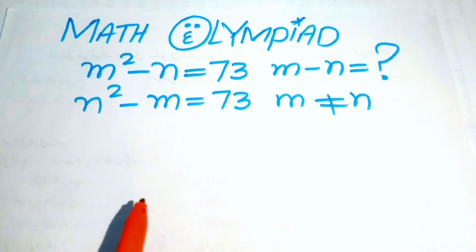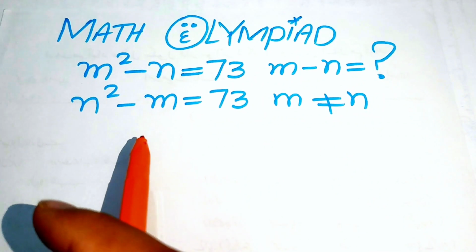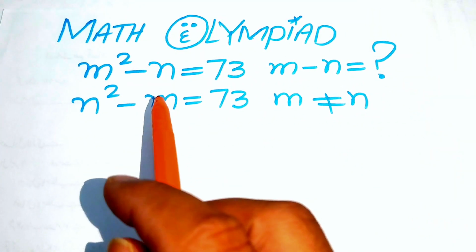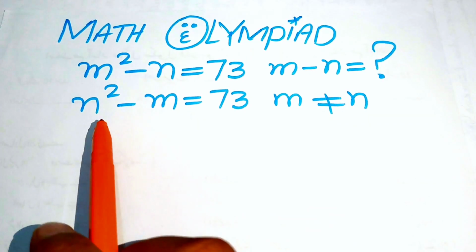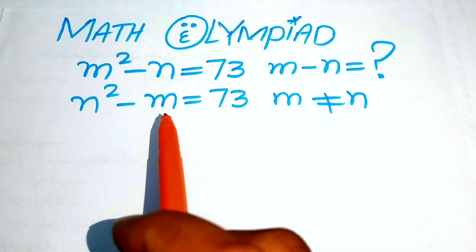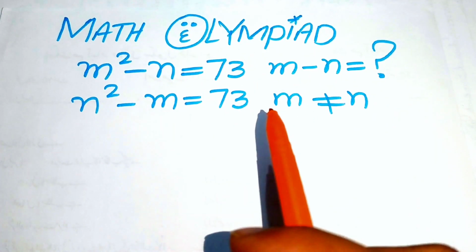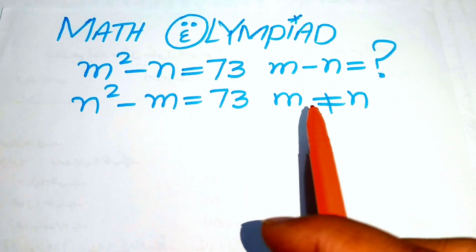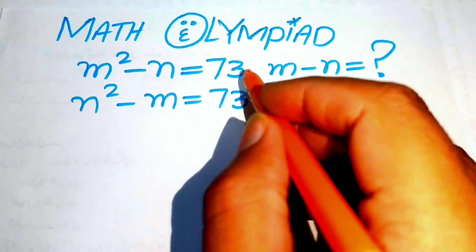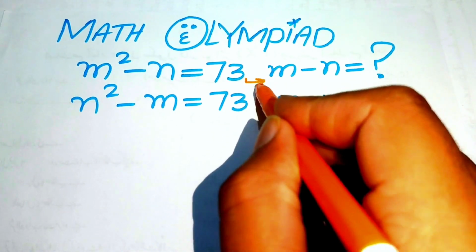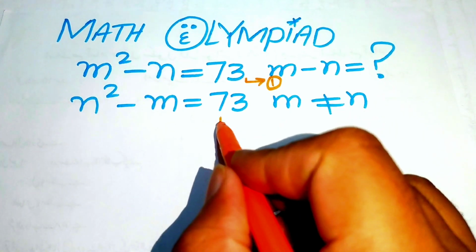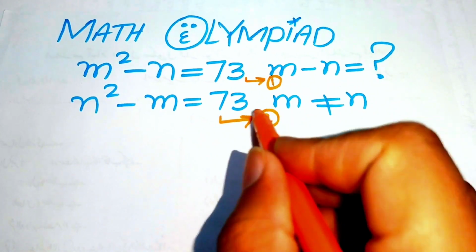Hello everyone, welcome to Solve This Math Olympiad Algebraic Challenge, and here we have m squared minus n equals 73 and n squared minus m equals 73. Here we find the value of m minus n when m is not equal to n. First we call this equation number 1 and this equation number 2.